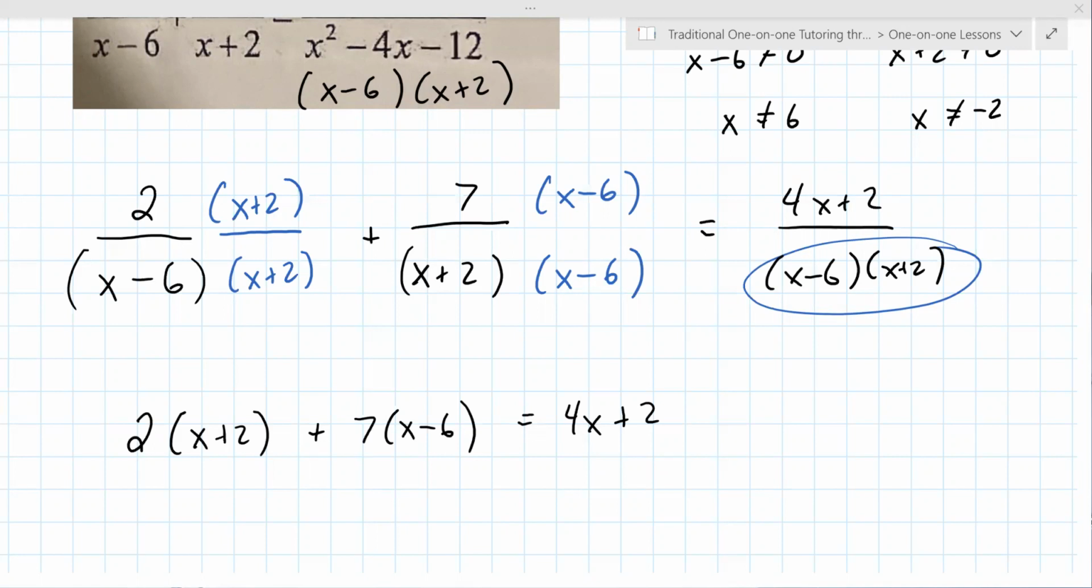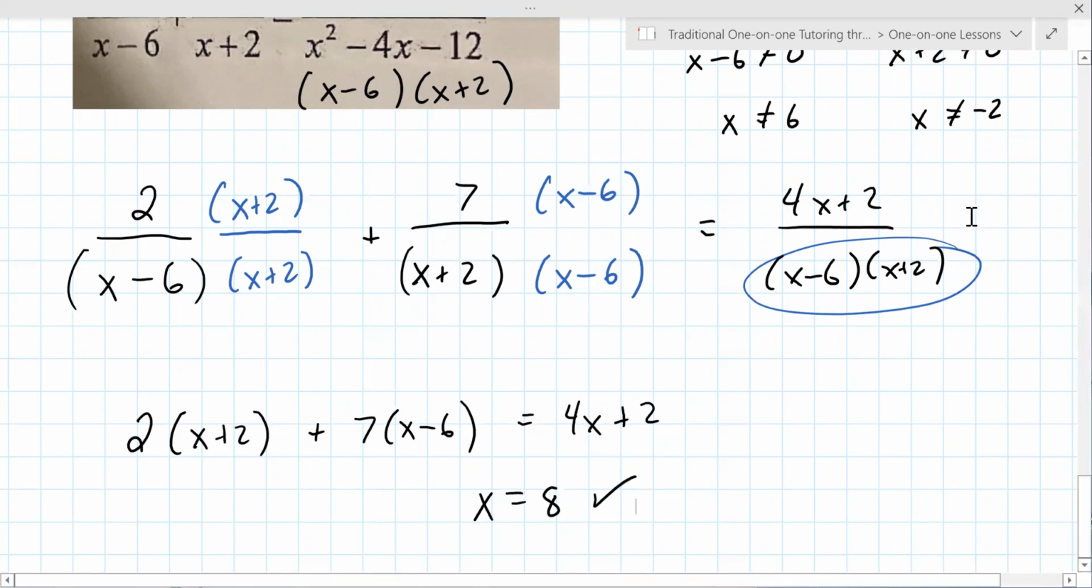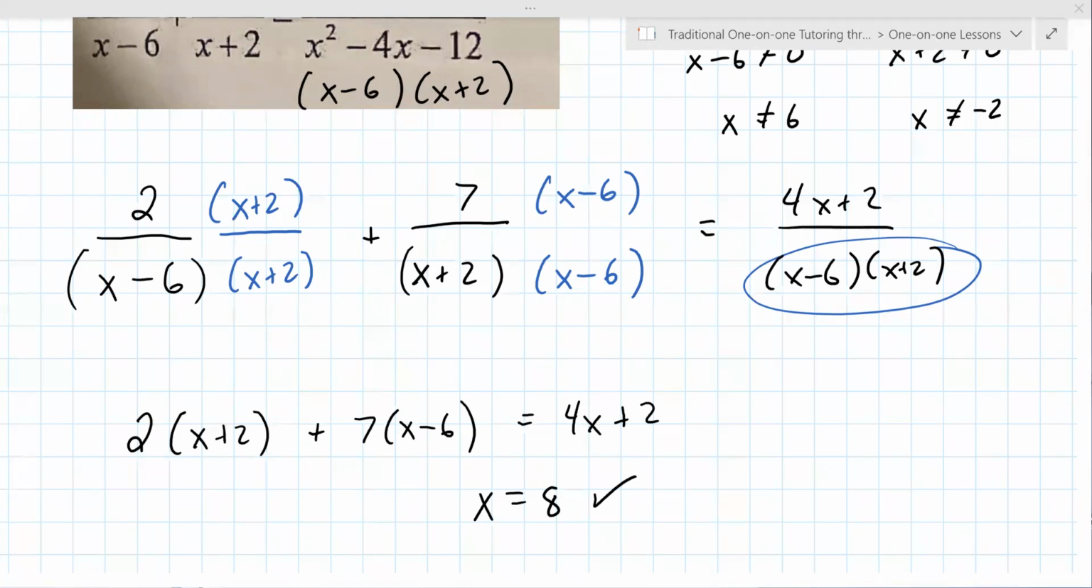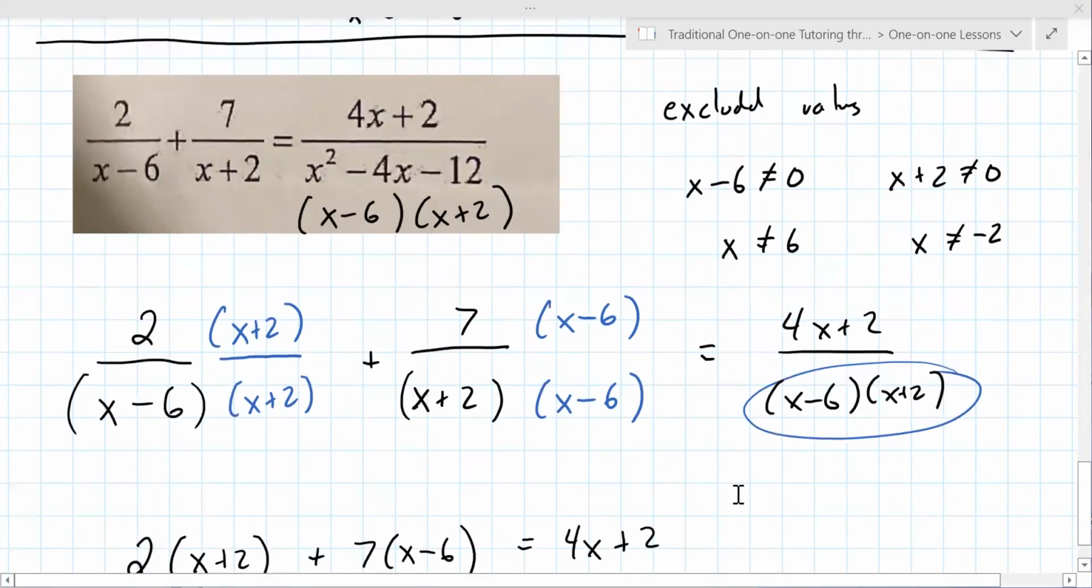I got x equals 8. Yes, that is perfect. It's not one of the excluded values. You don't really want to check these. They are very hard to check. So just if you're concerned on the quiz test tomorrow, just go ahead and check through your work again rather than trying to put it back in here.